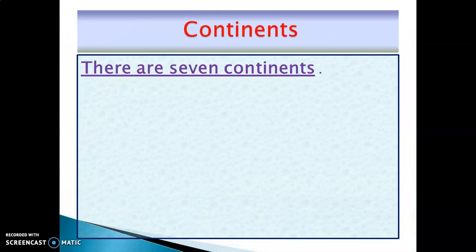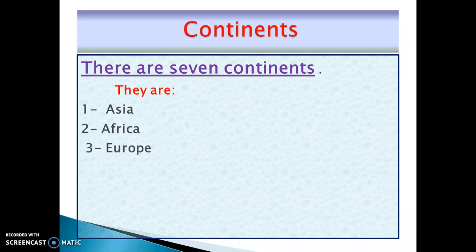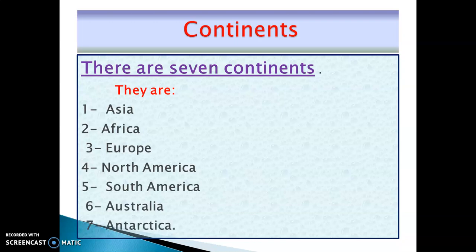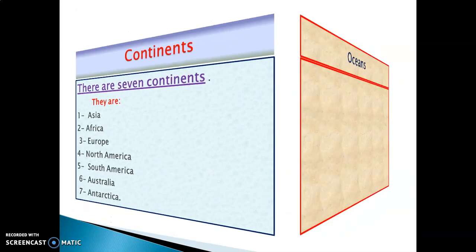What about continents? And how many continents are there in the world? Yeah, that's right. There are 7 continents. They are Asia, Africa, Europe, North America, South America, Australia, and Antarctica. These are the 7 continents in the world.